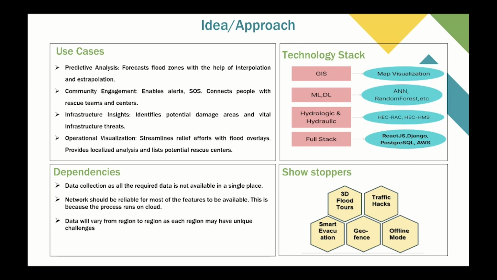Our technology stack is as follows. We'll have GIS, ML/DL, hydrologic and hydraulic models, and full stack. So GIS is used for map visualization. ML/DL include ANN and random forests, which are popular machine learning models. As I've already explained, hydrologic and hydraulic models, HEC-RAS, HEC-HMS are also being used. And our full stack will be using React.js, Django, PostgreSQL, and AWS.